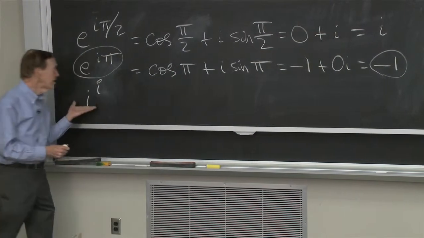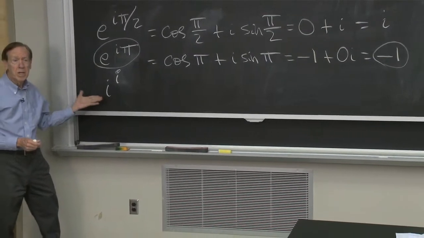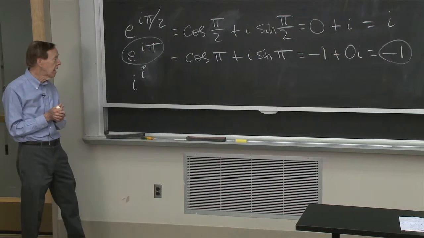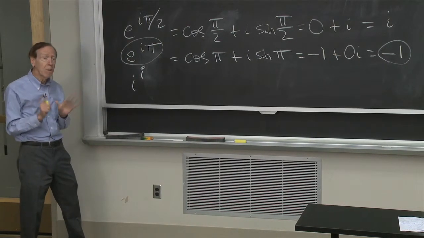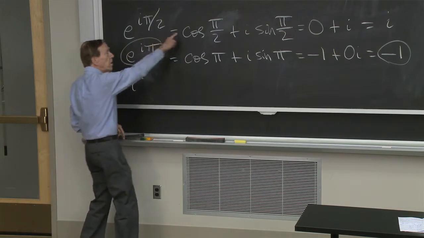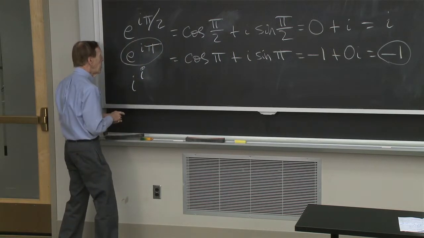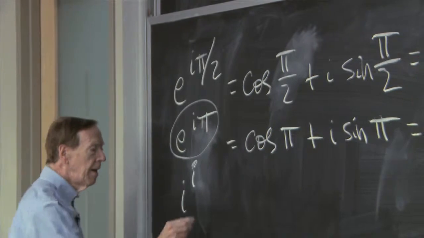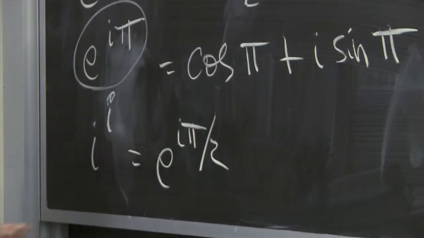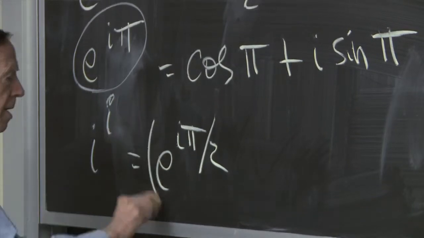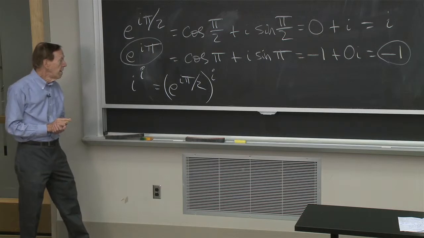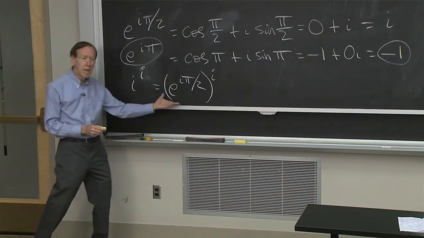And now, this was a crazy one for teachers, for professors. What could i to the i be? What sense can I make of it? Let me suggest a way to do it. That i is, according to our first formula, e to the i pi over 2. So that i is e to the i pi over 2, thank you Euler, to the power i. Now I've got something I can work with.